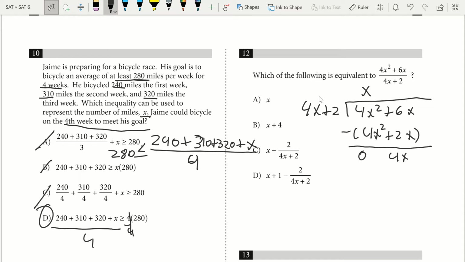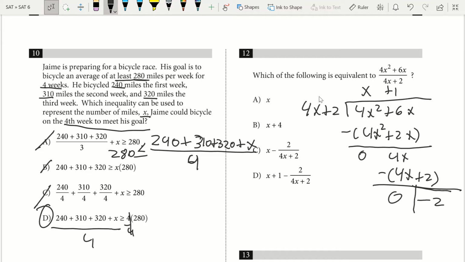Now we find 4x times what number gives us 4x? Well, 4x times 1 gives us 4x, so we can go ahead and do that. So we'll have minus 1 times 4x, which is 4x, and then 1 times 2, which is 2. Now we subtract. So 4x minus 4x gets us 0, and then we have minus 2 as our remainder.